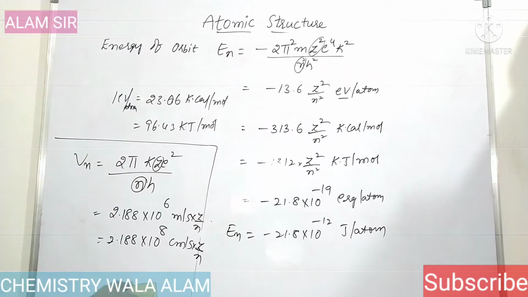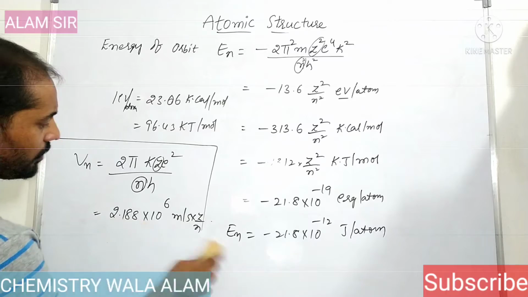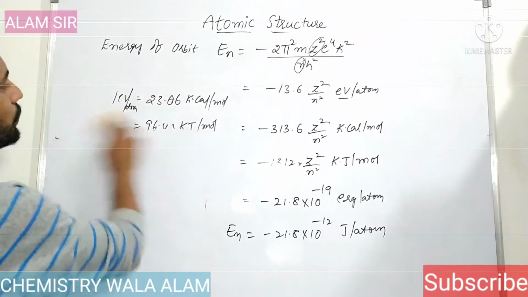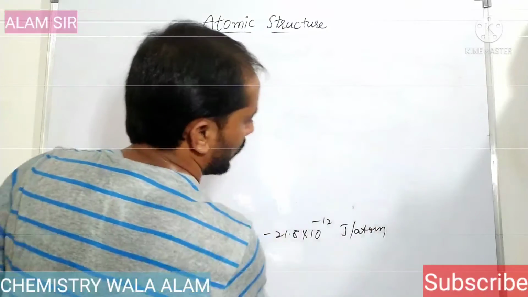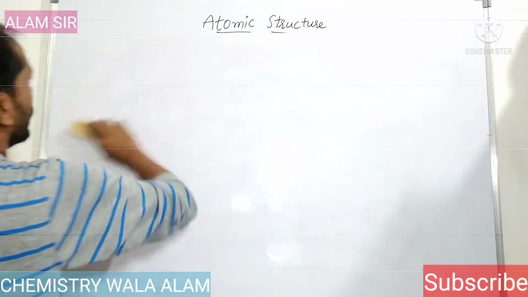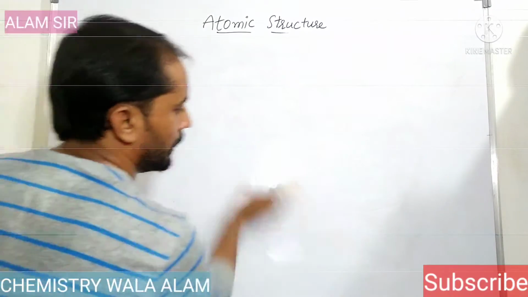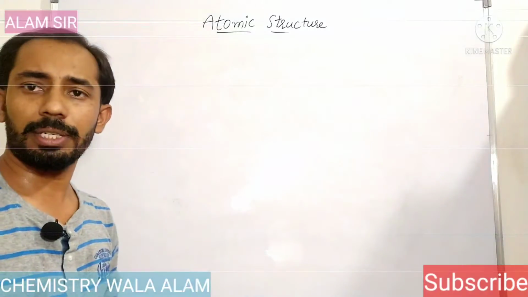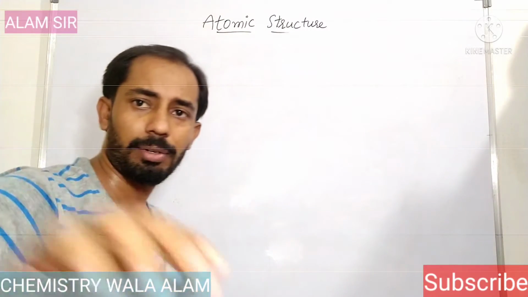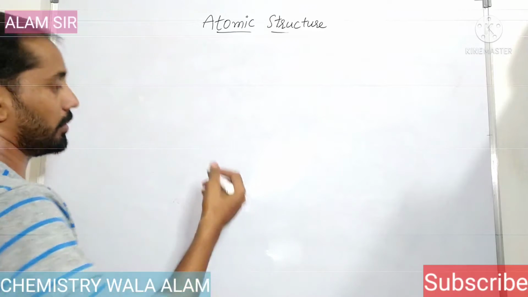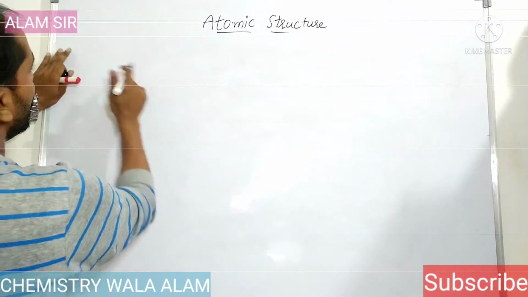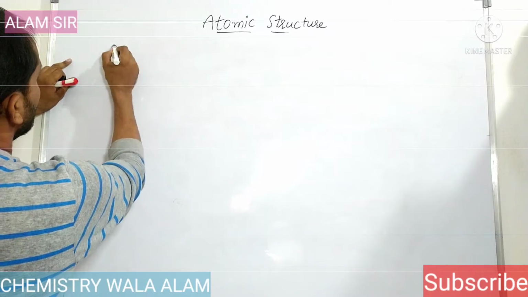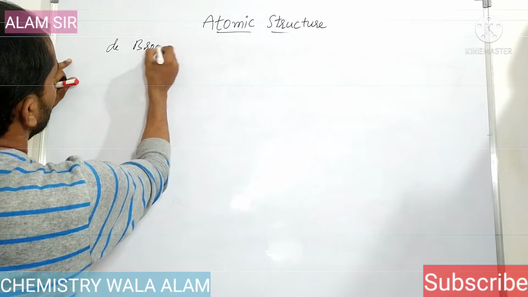Next, let us move on to a few more formulas from atomic structure. Those are de Broglie's equation, and again the photoelectric effect. First, de Broglie's equation can be considered.